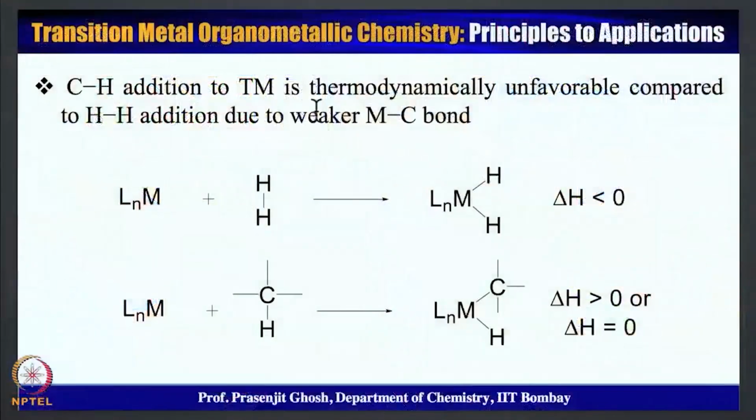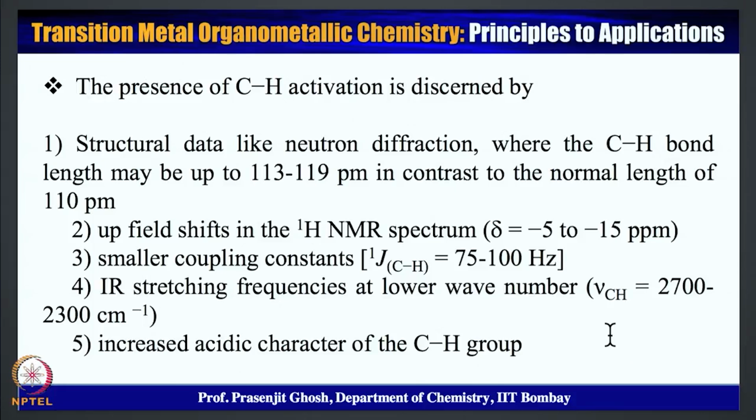We have also looked at the thermodynamic criteria for CH activation to transition metal, which is unfavorable compared to hydrogen addition to transition metal, because metal carbon bonds are weaker than metal hydrogen bonds, which has a negative enthalpy of formation, whereas metal carbon has positive or almost thermoneutral, with enthalpy being 0. Now, the presence of CH activation is characterized by structural data as well as NMR data. Based on the carbon chemical shifts, one can discern the extent of CH activation. Infrared values give a useful tool for looking at CH activations, and then the increased acidic nature of the CH group. So, proton and carbon NMR are important criteria for understanding the presence of CH activation.